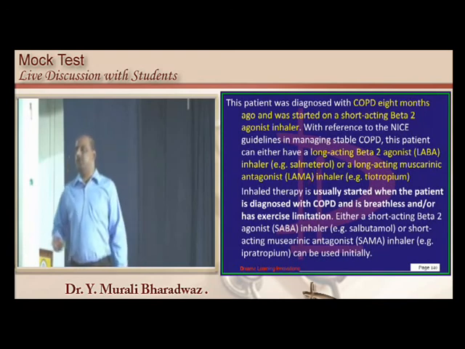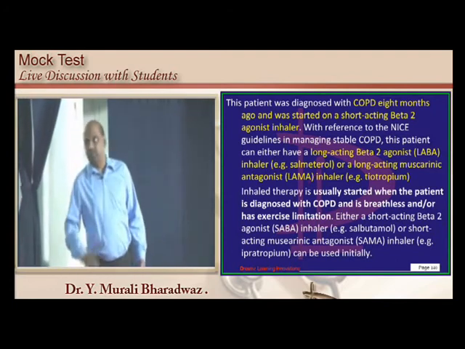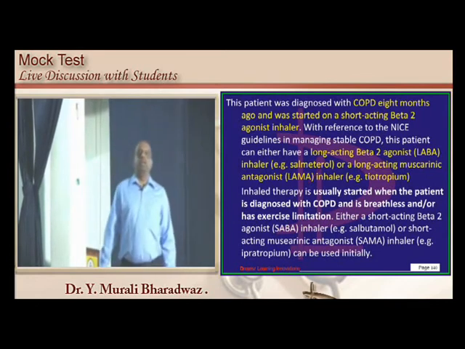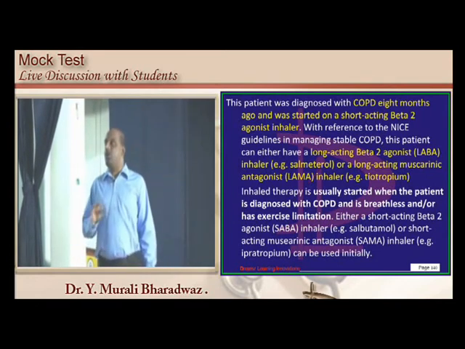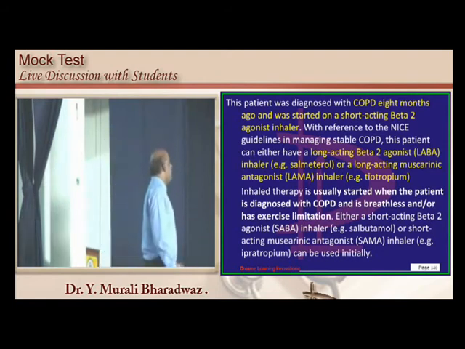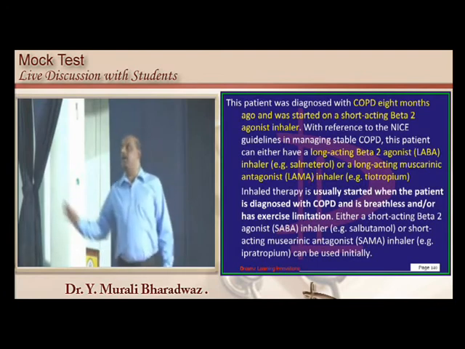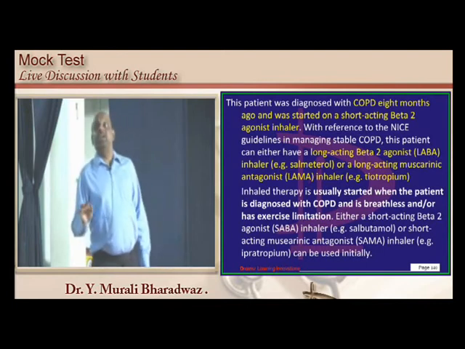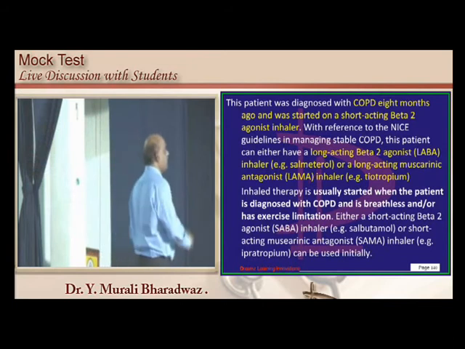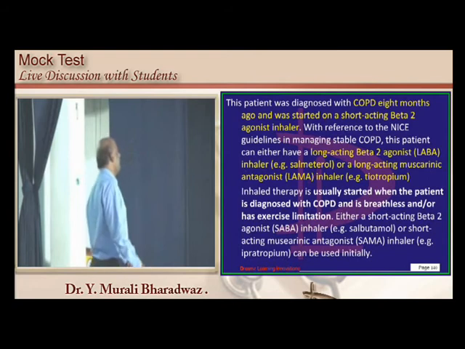Salbutamol comes under which group, doctor? Short-acting beta-2 agonist, SABA. If he is not responding to the SABA, you need to give him a LABA, which is a long-acting beta-2 agonist, like salmeterol. Or you can also give him a LAMA, that is, a long-acting muscarinic antagonist, which would be ipratropium bromide.